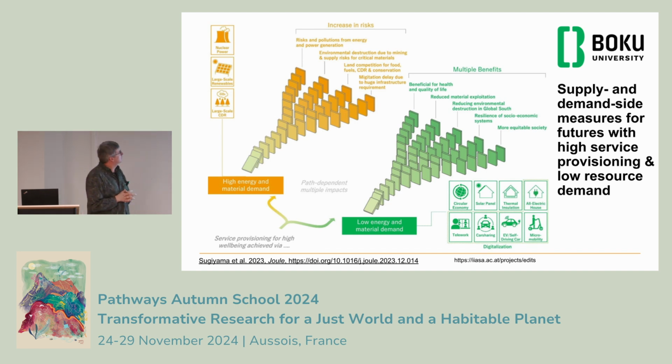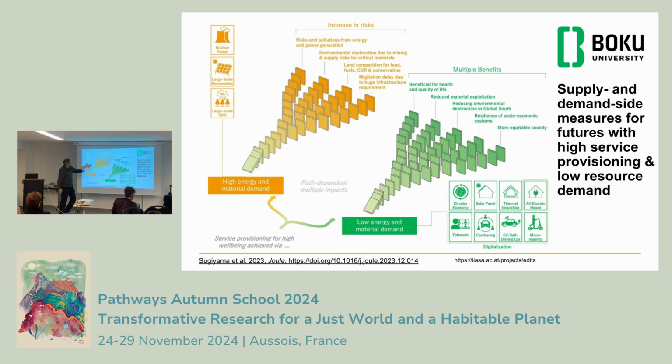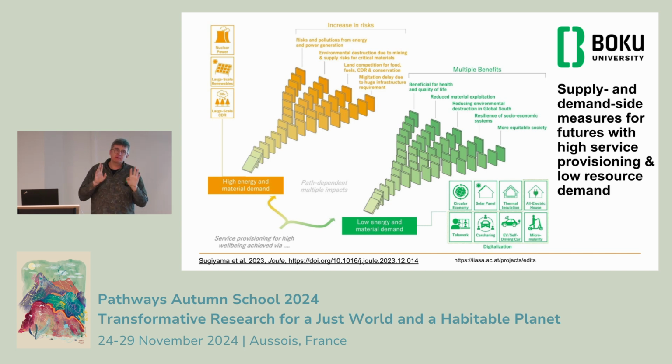Okay, so that's to this question of high with low. Yeah. So the idea would be that you could change social metabolism, let's say, through supply side and demand side measures for futures with high service provisioning, and if you go for the low path, low resource demand. And actually, there's a lot of work going on, a lot of that also organized in the EDITS project run by Adolf Grübler at IIASA together with other people, and we are also involved in that.